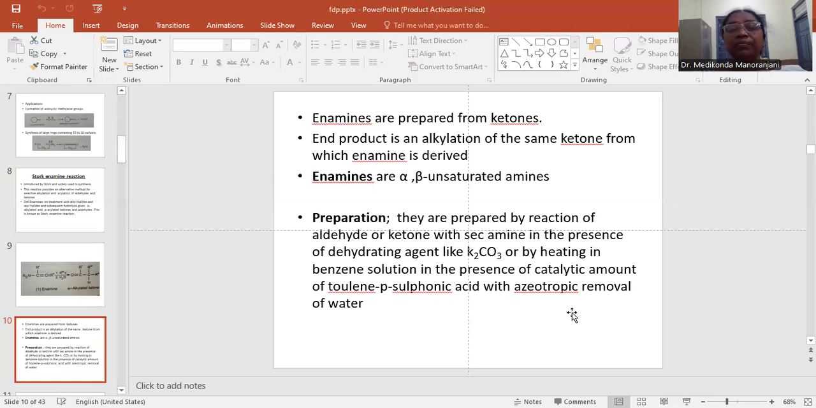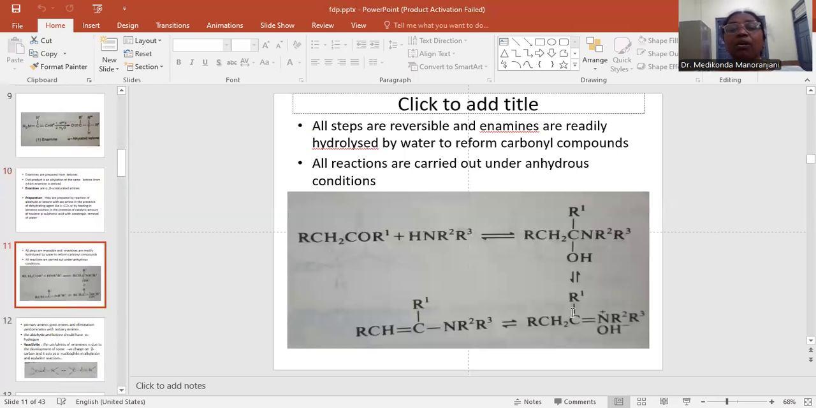How are they prepared? They are prepared by reaction of an aldehyde or ketone with a secondary amine in the presence of a dehydrating agent like K2CO3, or by heating in benzene solution in the presence of a catalytic amount of toluene para-sulfonic acid with azeotropic removal of water. All the steps in the enamine reaction are reversible and enamines are readily hydrolyzed by water to reform carbonyl compounds. So all reactions are carried out under anhydrous conditions.